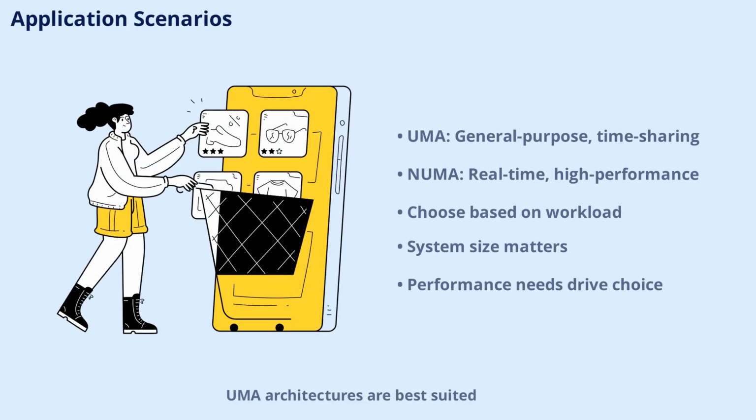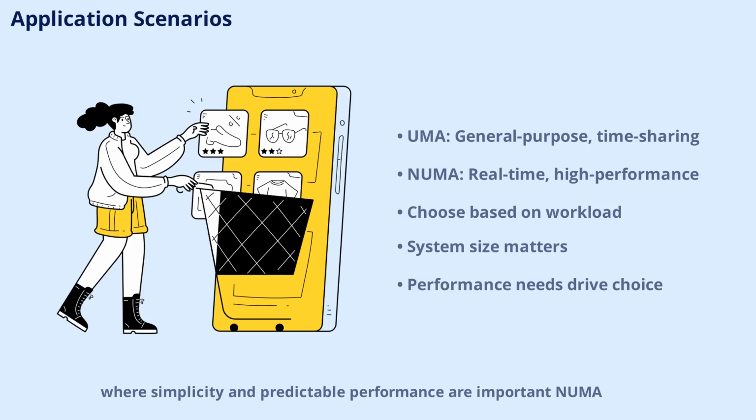UMA architectures are best suited for general-purpose and time-sharing applications, such as desktop computers and low-end servers, where simplicity and predictable performance are important. NUMA, on the other hand, excels in real-time and time-critical applications, such as high-performance servers and scientific computing, where scalability and fast local memory access are essential. Choosing the right architecture depends on the workload, system size, and performance requirements.